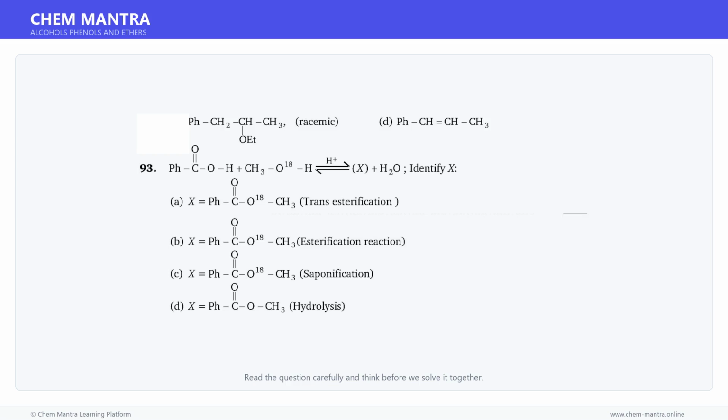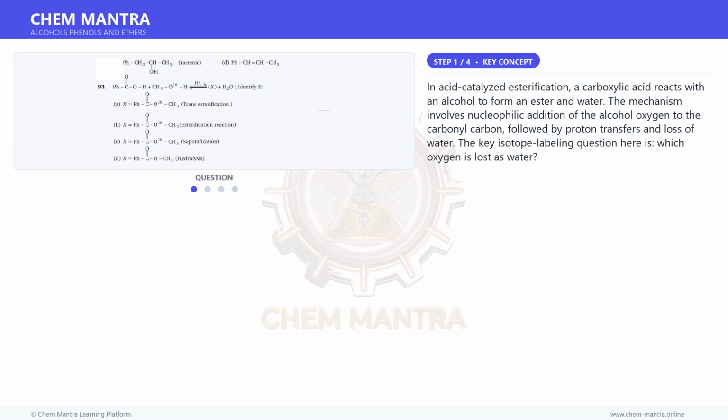Here is a question. Read it carefully and think about the answer. Let us solve it step by step. Let us first understand the key concept here. In acid-catalyzed esterification, a carboxylic acid reacts with an alcohol to form an ester and water.